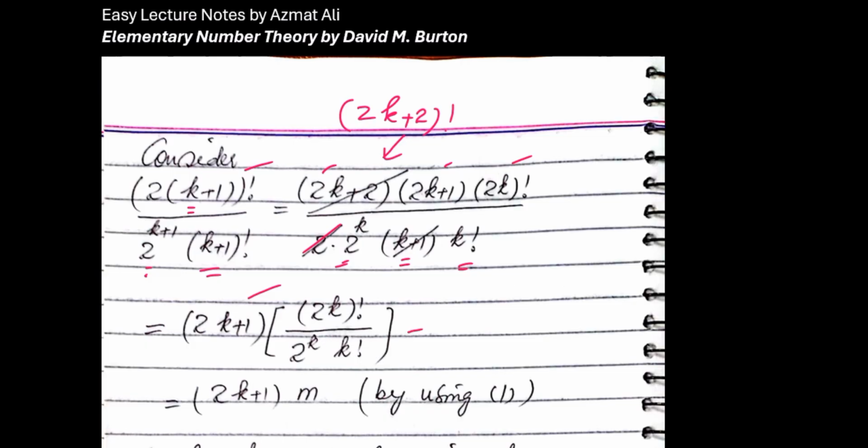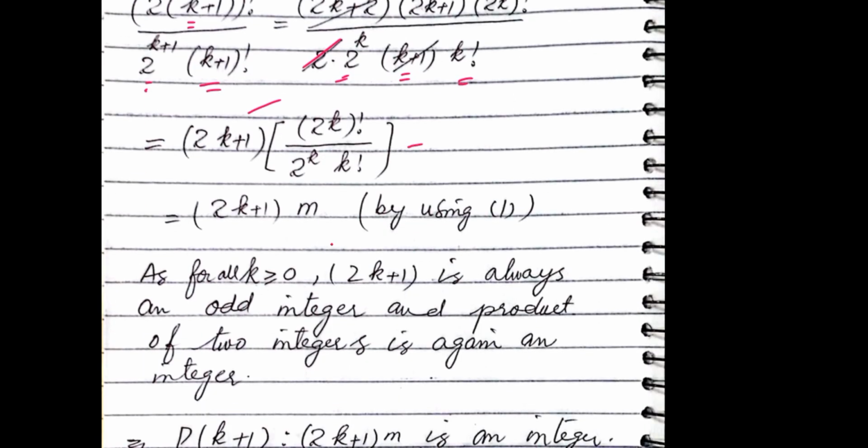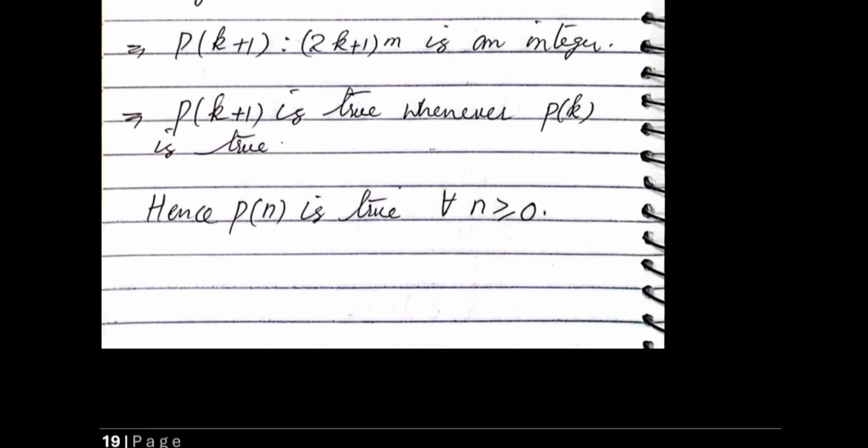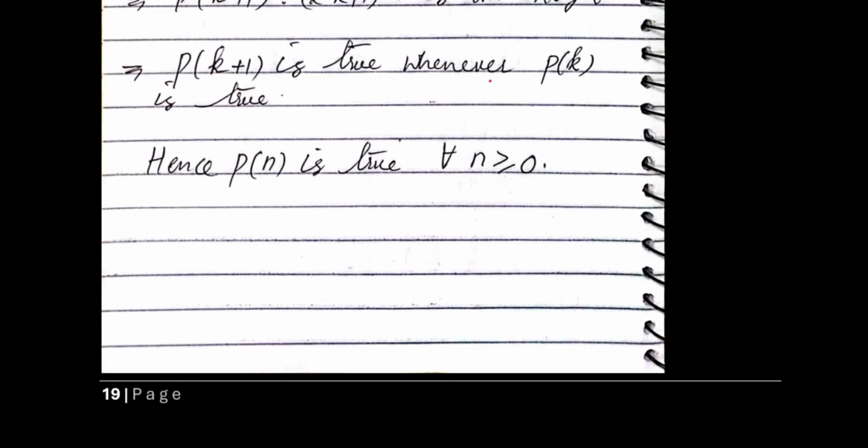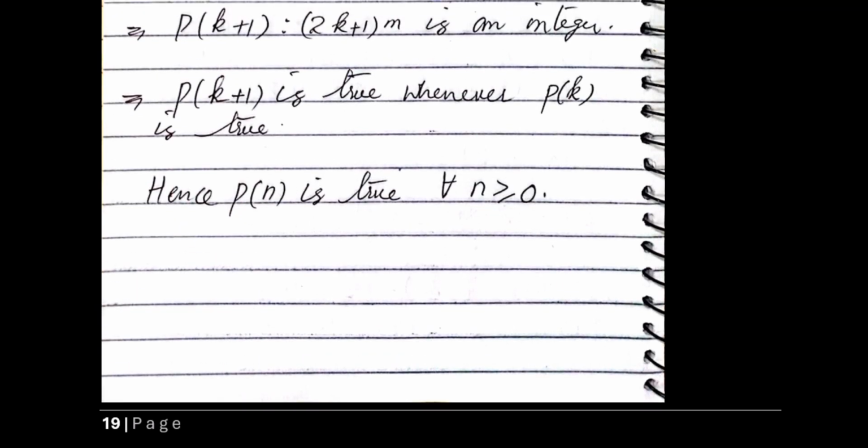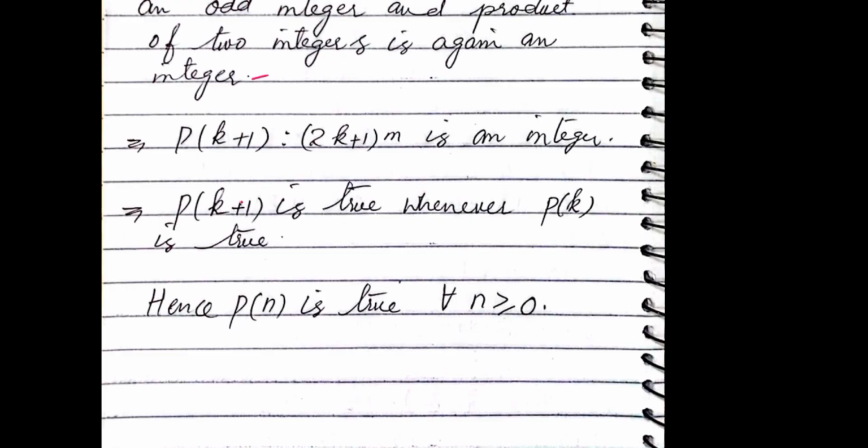By using the assumption, this is equal to integer m. As for all k greater than or equal to 0, this number is always an odd integer, and m we have already assumed is an integer. The product of two integers is again an integer, so this shows Pk plus 1 is an integer, hence Pk plus 1 is true whenever Pk is true. Hence the statement is true for all n greater than or equal to 0.